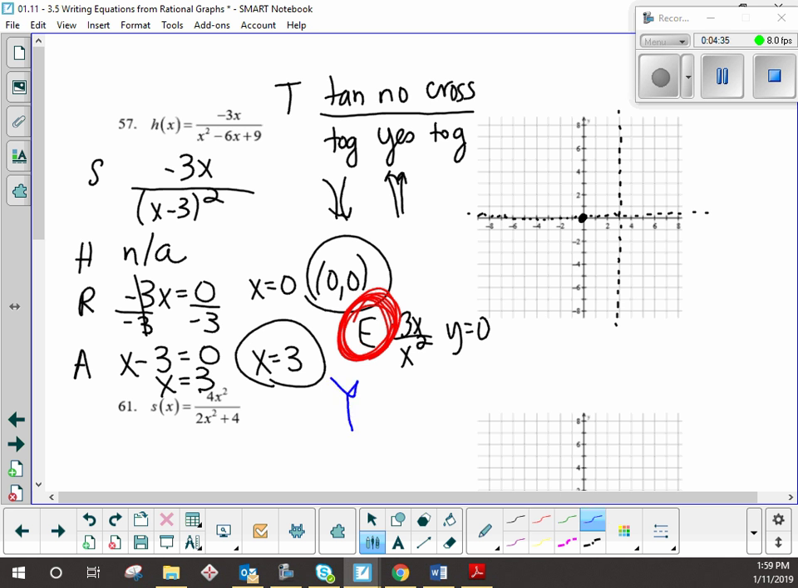And then y is for y-intercept. That means you let x equal 0.